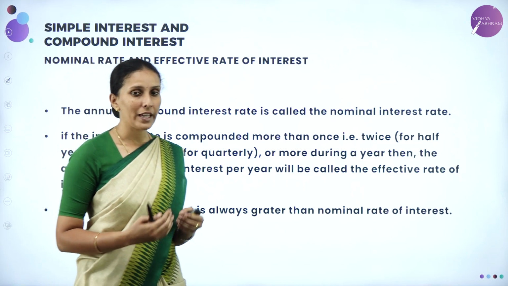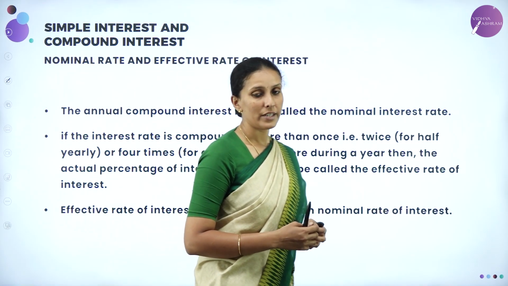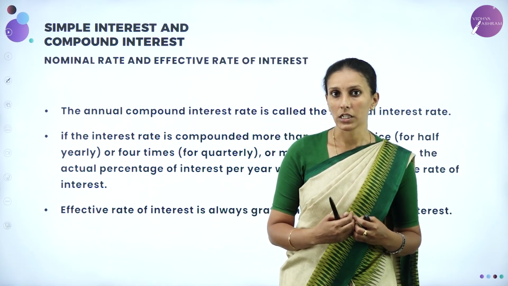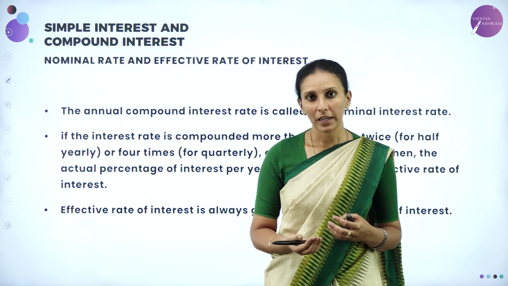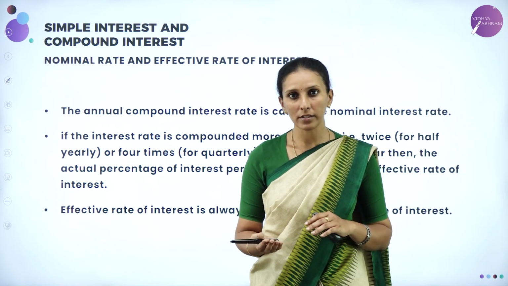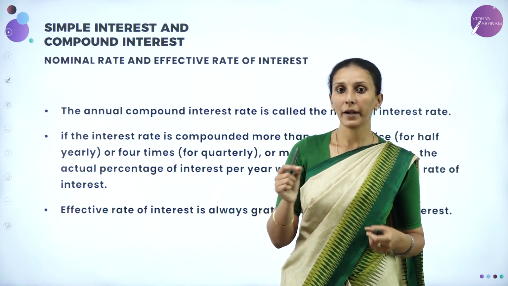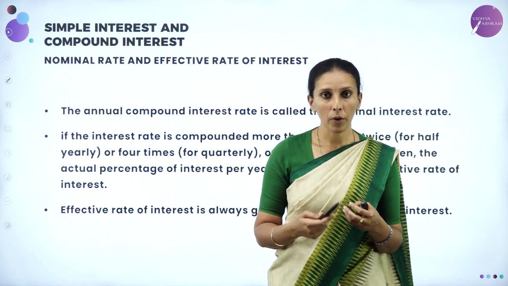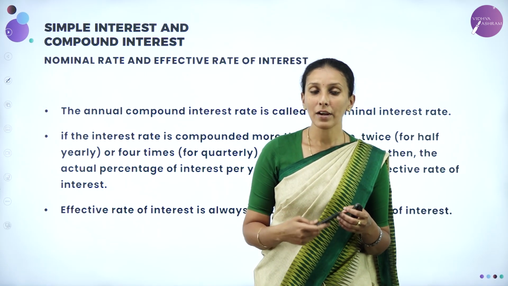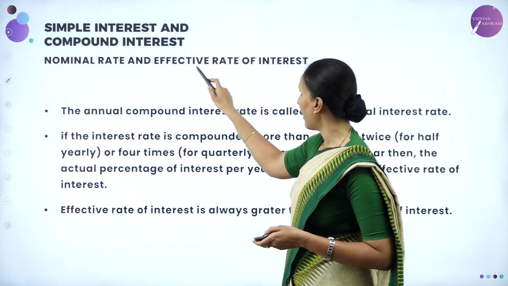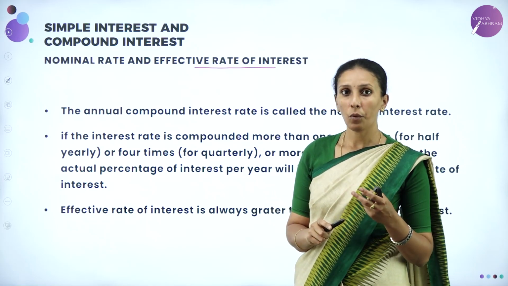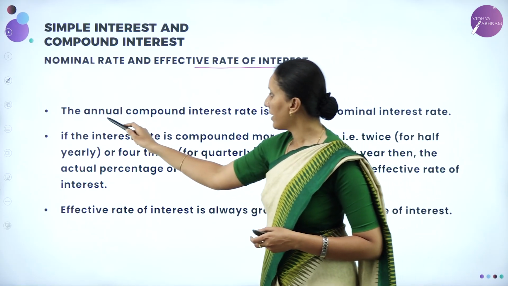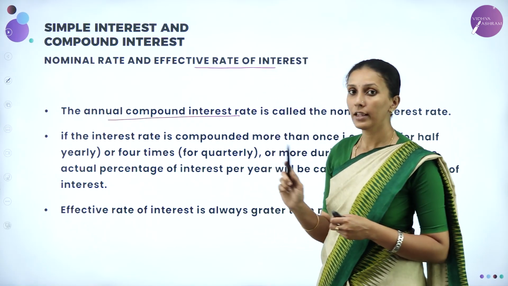But we can also calculate the compound interest in a year more than once. That is annually, semi-annually, quarterly, or once in 2 months, once in 1 month, depending upon the period. So here, whenever we calculate compound interest more than once in a year, we call it the effective rate of interest. So then what is the nominal rate? The annual compound interest rate is called the nominal rate.